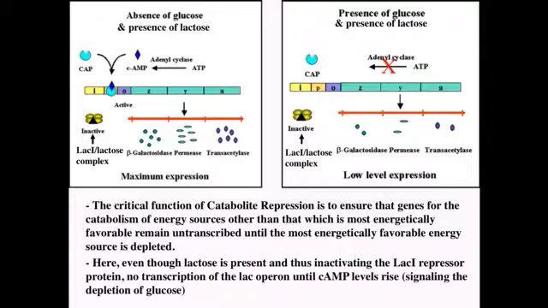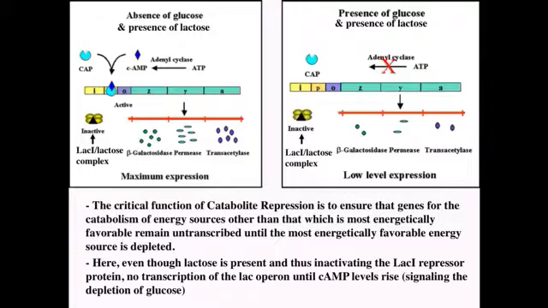So the situation is never such that the lac operon is completely shut down. Even when glucose is present, there's going to be, and there needs to be, some minimal level of the beta-galactosidase enzyme and the lac permease. Otherwise, the system is just never going to work.